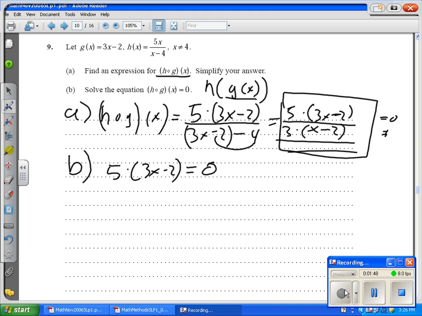Okay, now we can solve here, which gives us 15x minus 10 equals 0. And then taking it to the other side gives us 15x equals 10. Dividing by 15 gives us x equals 10 over 15, which is the same thing as 2 over 3.